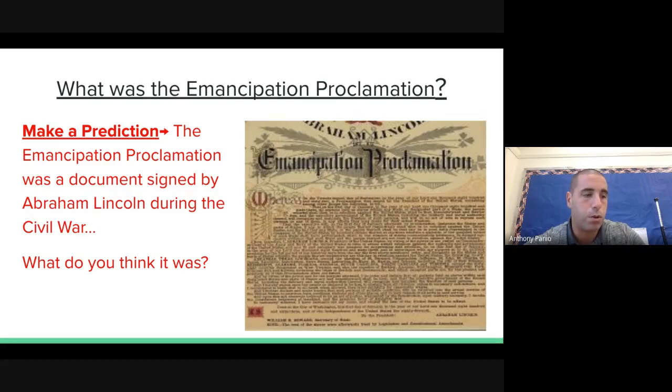If you were to go around the school and ask random people, any teachers, what document or what announcement freed the slaves in the United States, many people would say the Emancipation Proclamation. But the truth of the matter is, it's a lot more complicated than that. And you're going to see that today.